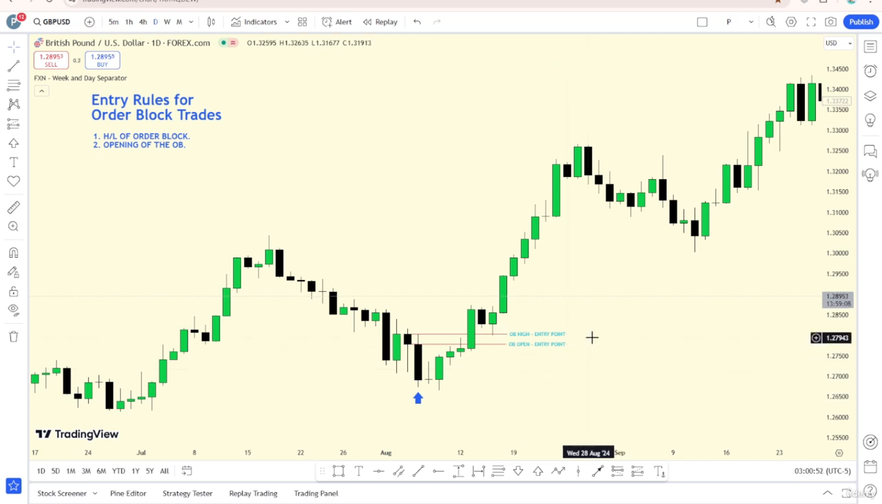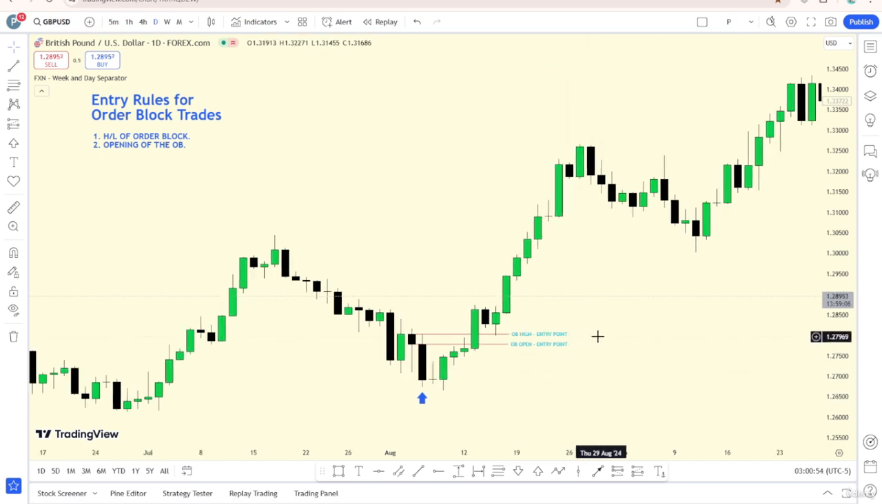So those are the two entry points, or entry rules, for order block trades, and you want to make sure that you're entering between the high and the opening. Those are the high probability areas. Sometimes the market might hit that high and then reverse, and sometimes it might enter and hit that opening and then reverse. So basically, that's it.